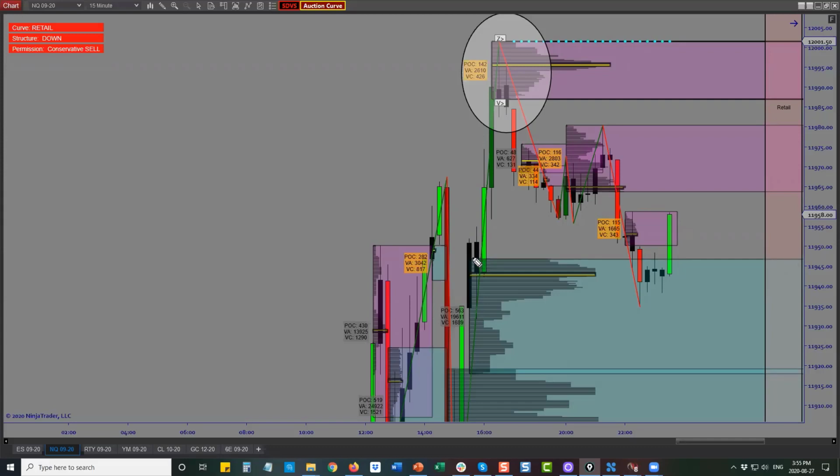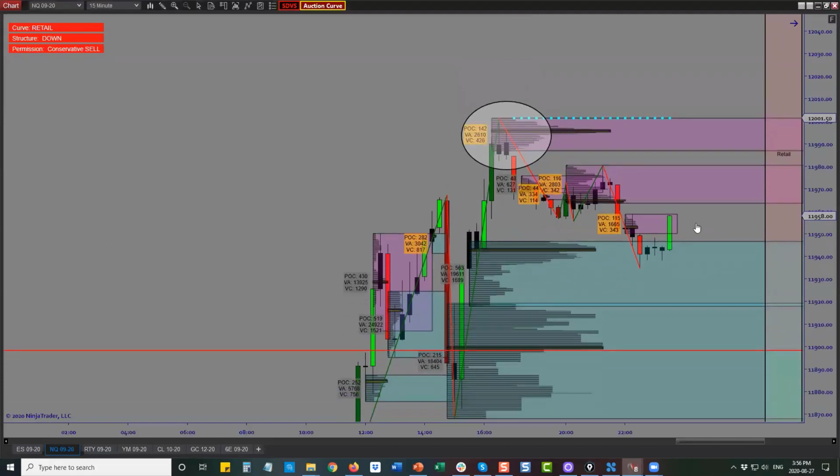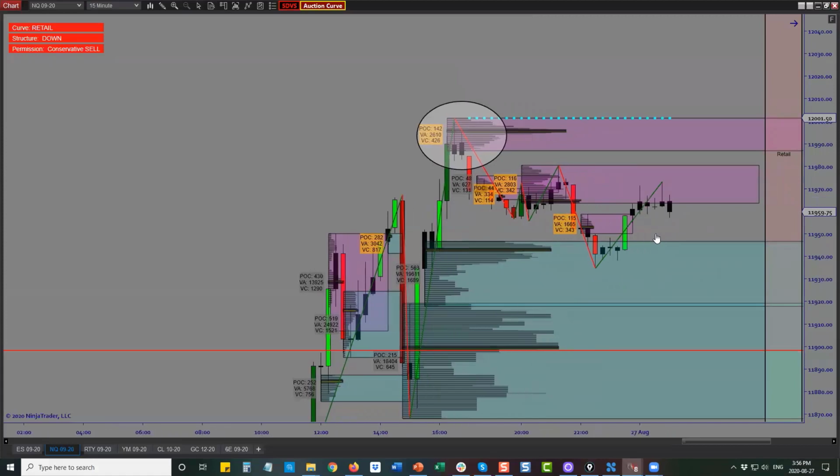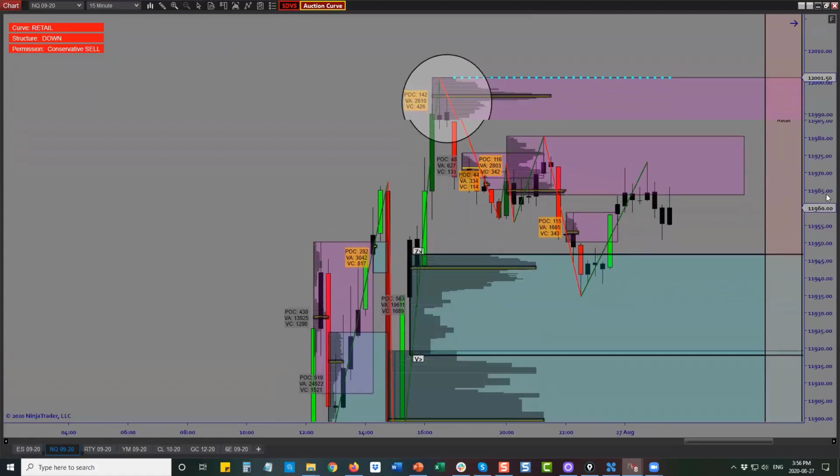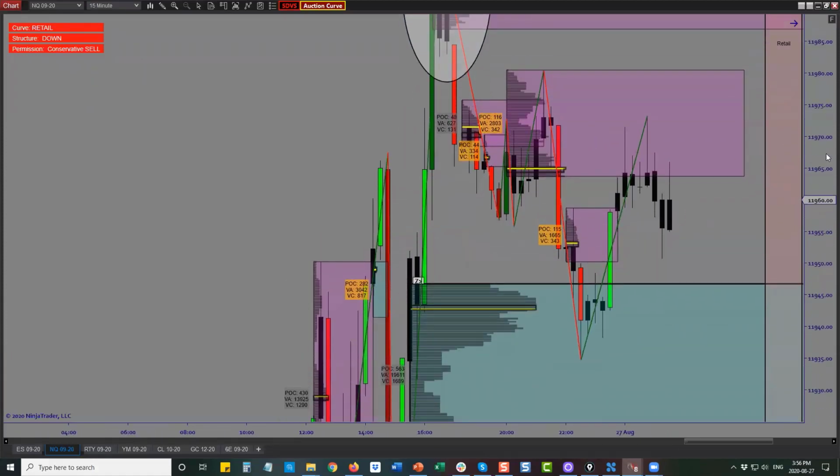Look inside this demand zone for a second. Where did they take it? To the point of control. The only thing is that we're expensive up here. We are getting quite expensive. Okay. Look where they came back into this supply zone here.